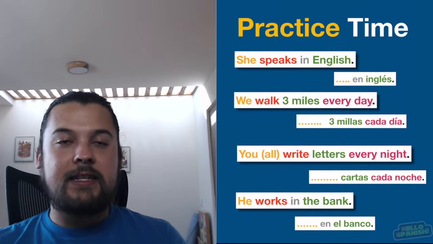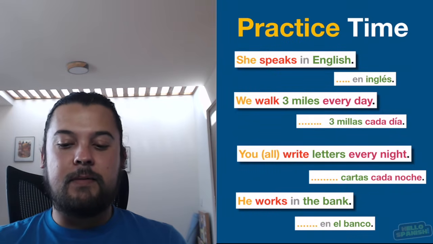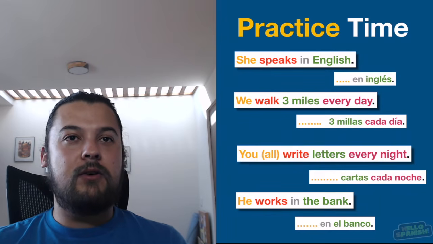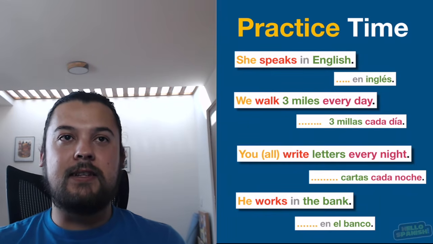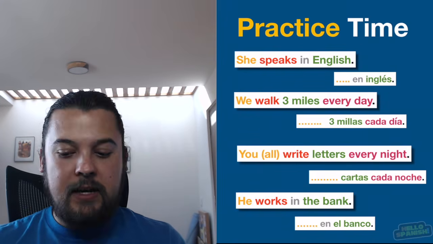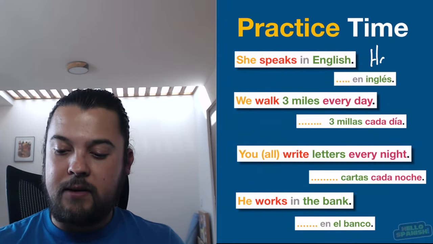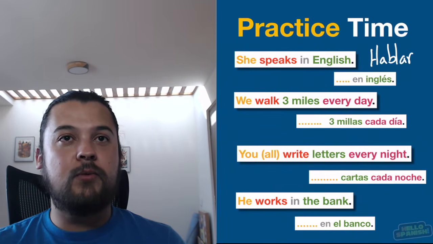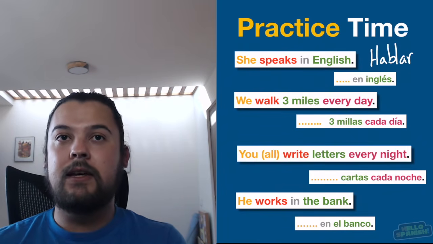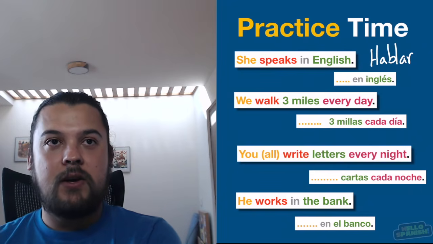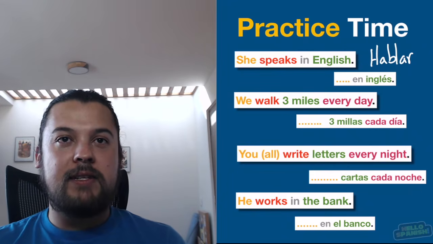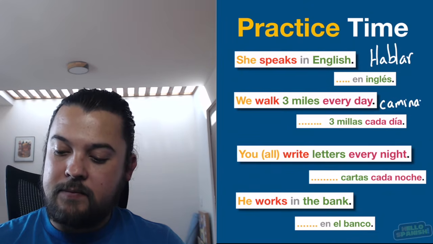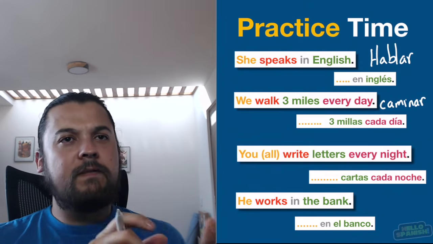Okay, let's practice. Now you have these sentences here. Probably you can answer in the comments below to complete these sentences. With speak, you have the verb hablar. So she speaks in English would be something something en inglés. We walk 3 miles every day. So here you have the verb caminar. So something something 3 millas cada día.